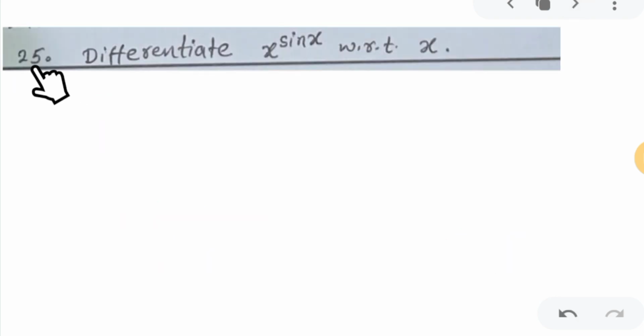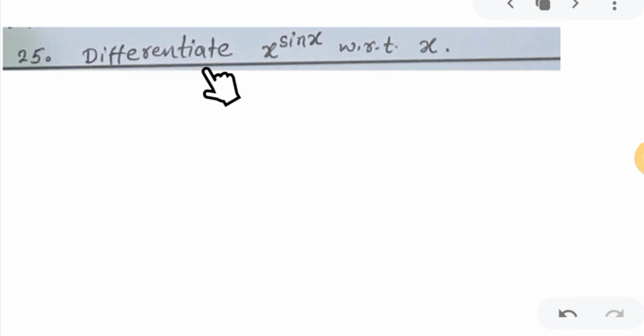Now we'll come to question number 25. This is the last question of this video. Differentiate x to the power sin x with respect to x. So we have to differentiate this function, x to the power sin x. First I am assuming this function is y equal to x to the power sin x. Ultimately we have to find the derivative of y with respect to x, which means we have to find dy upon dx.